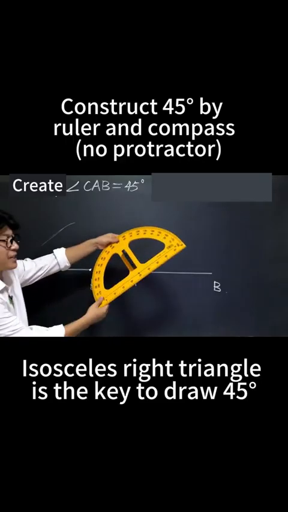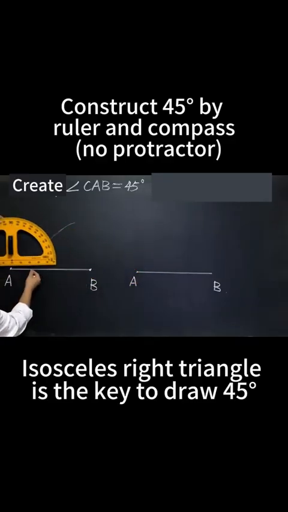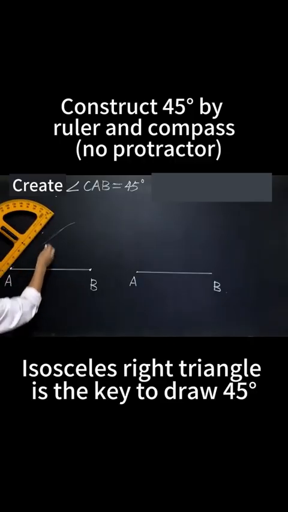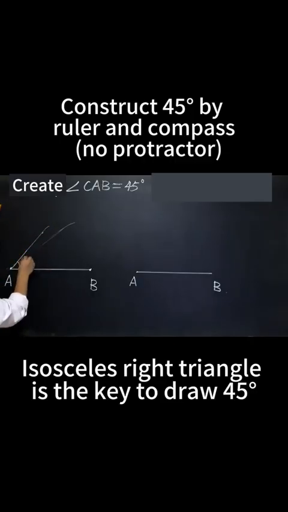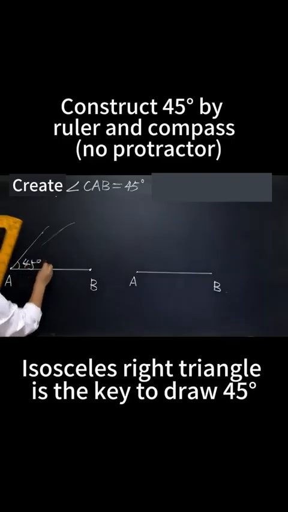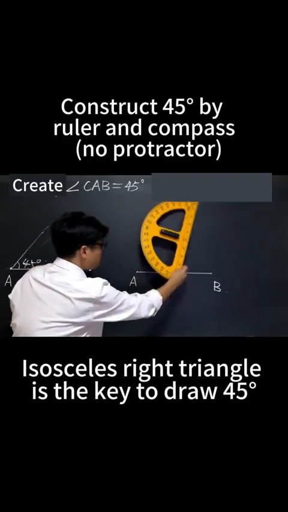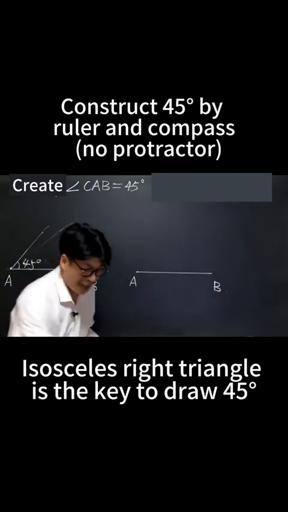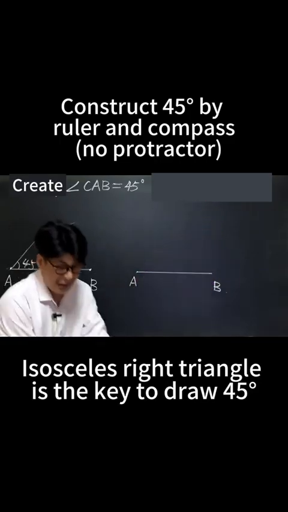Some students might say, I'll just use a protractor to measure out 45 degrees. See, I measure 45 degrees here, mark it about here, and then connect the points. Isn't that 45 degrees? But others will point out that in geometric constructions, you're only allowed to use a ruler and a compass. This is what we call geometric construction. You're not allowed to use a protractor.